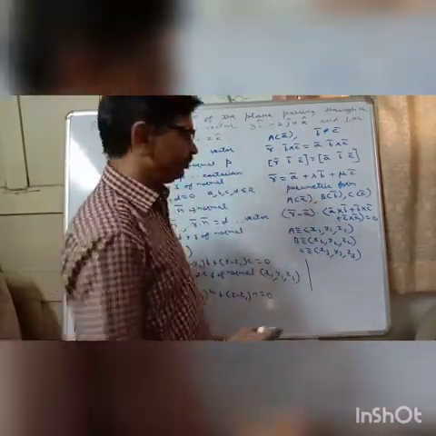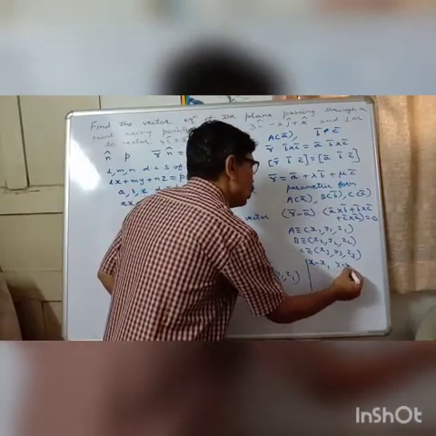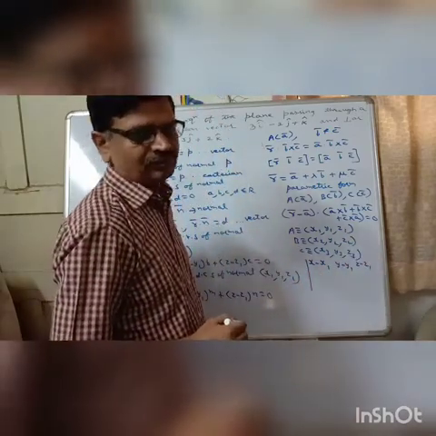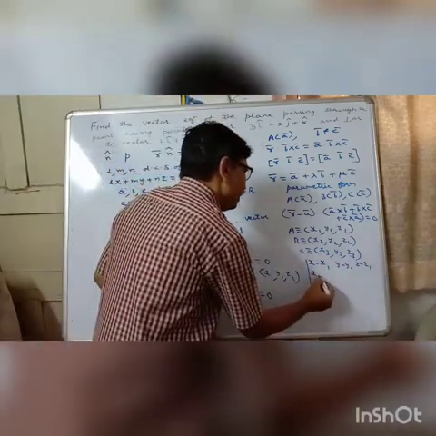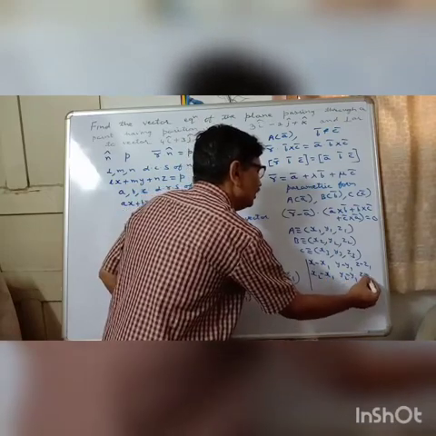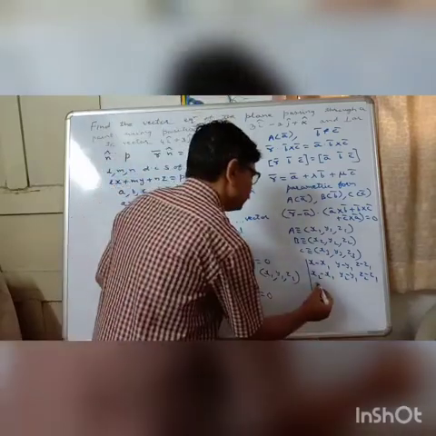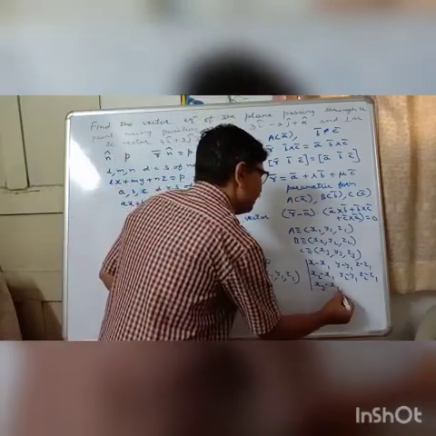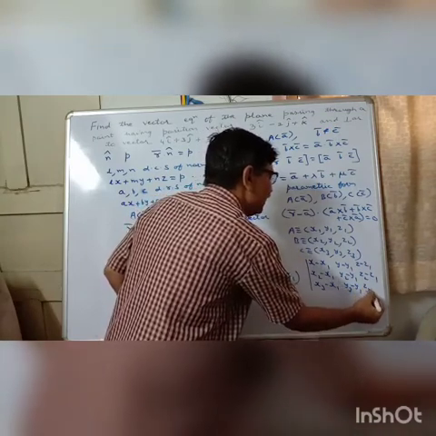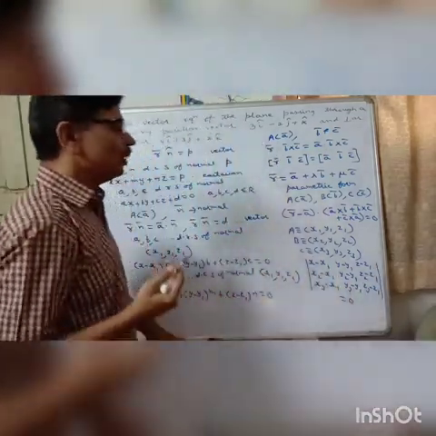Determinant. First row: X minus x1, y minus y1, z minus z1. Second row: x2 minus x1, y2 minus y1, z2 minus z1. Third row: x3 minus x1, y3 minus y1, z3 minus z1, and this is equal to 0.